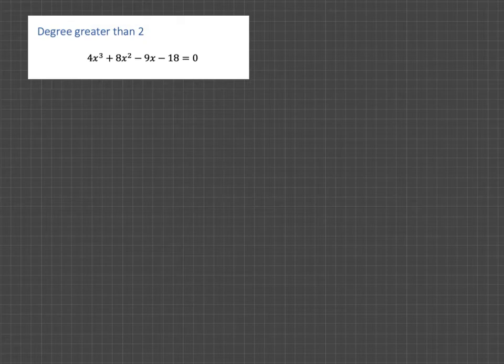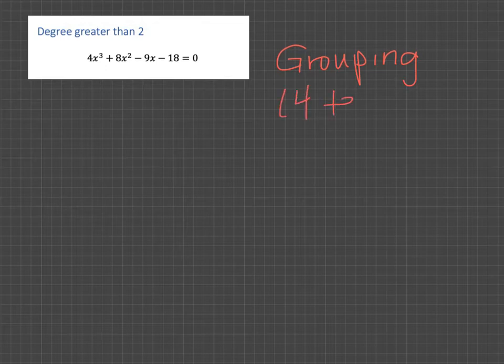We are going to actually use a method that we have already used, and that is grouping. Now, the key to when we use grouping is we need to have 4 terms. And we see that we have 4 terms. And we also see that we have got a degree of 3. So we're going to group the first 2 terms together and the last 2 terms together.